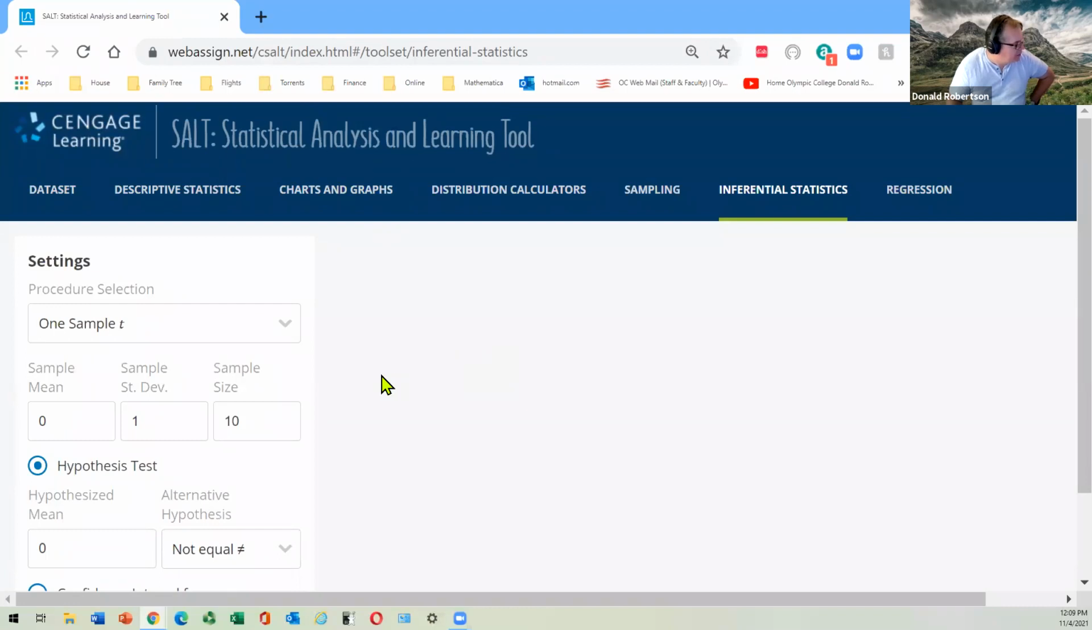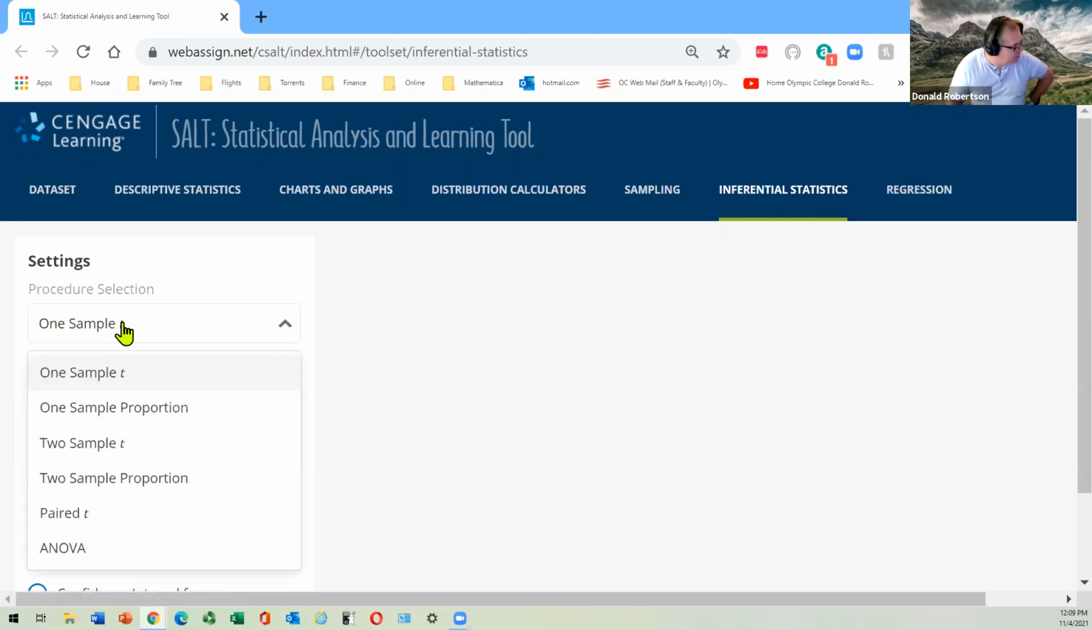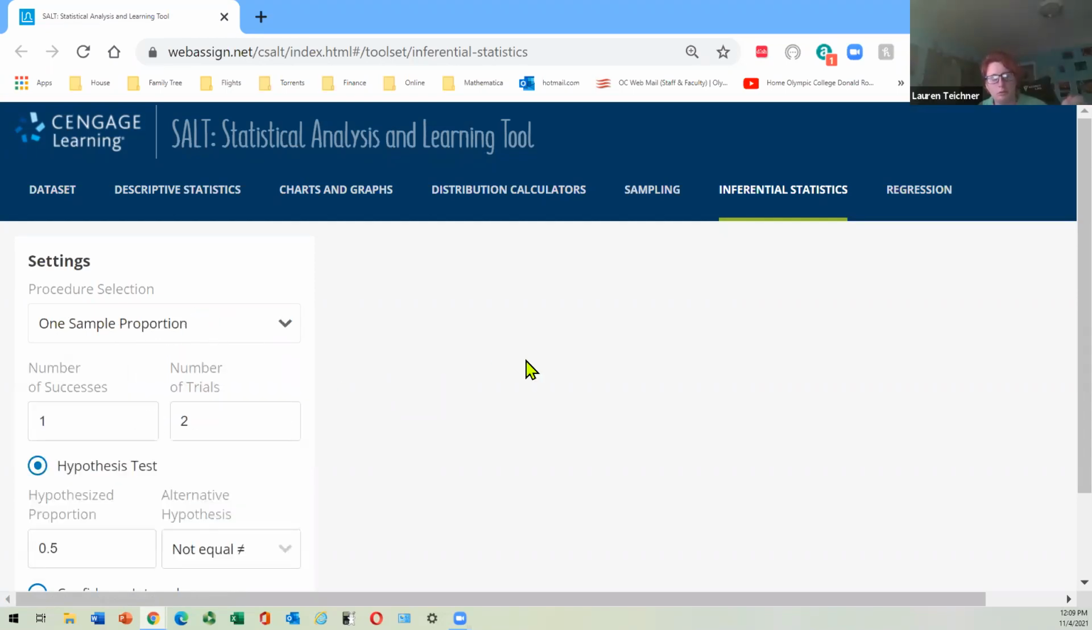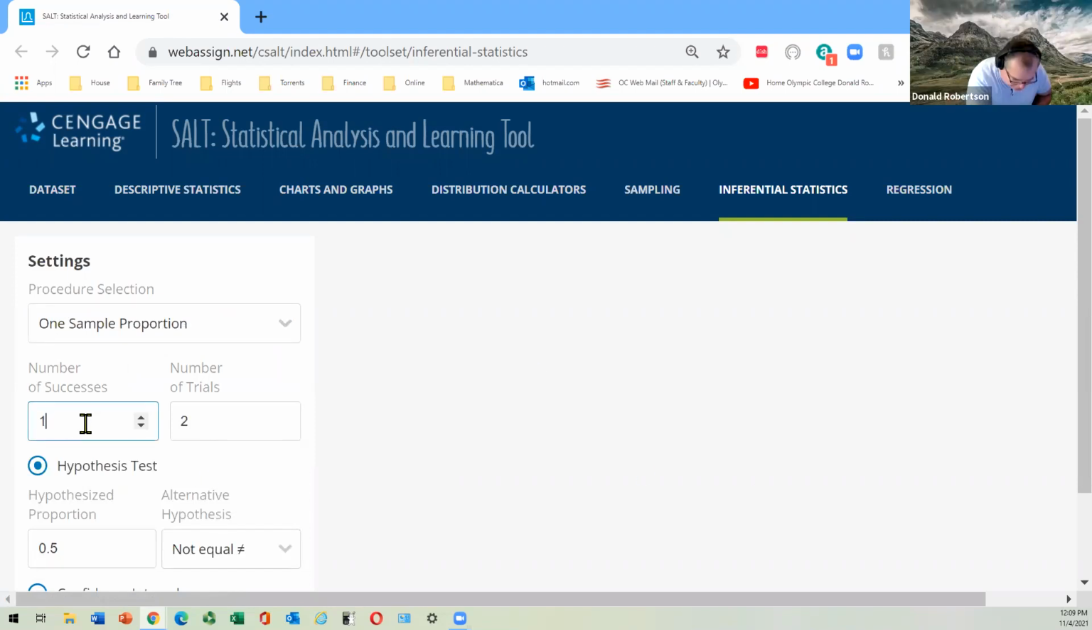Here we go. And we are going to find the 95% confidence interval first. Okay. So it's on inferential statistics. Which one of these do I use if I want to find a confidence interval for just a single proportion? One sample proportion. Okay, agreed. Now, in this story, it was 150 successes. That's the top number, out of a sample size of 250.